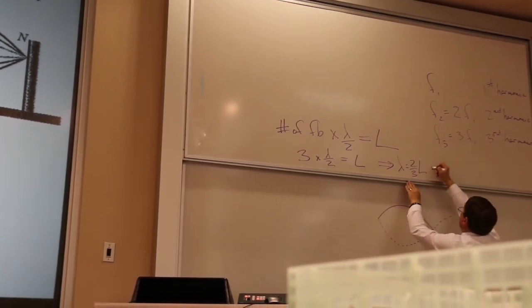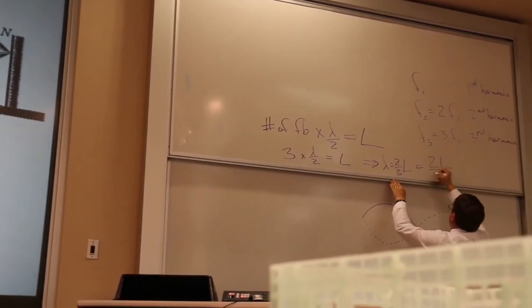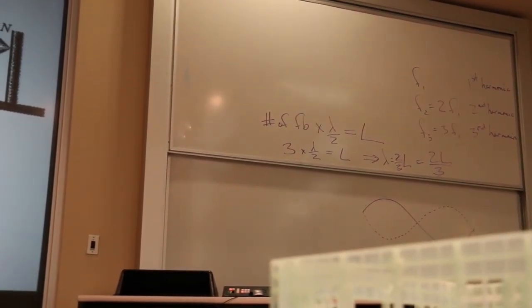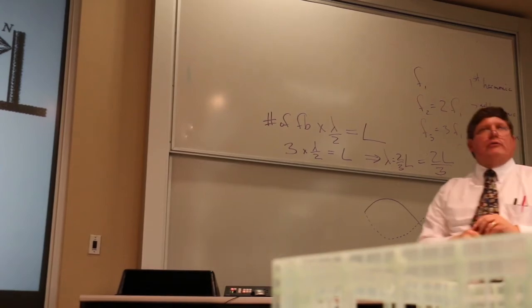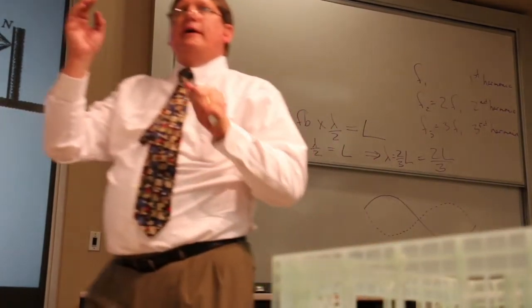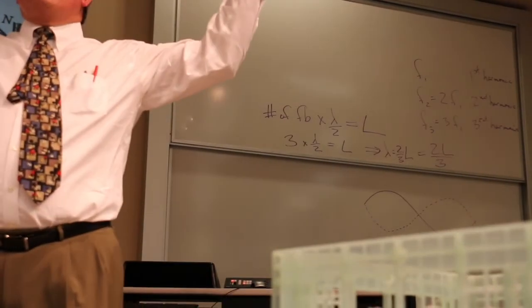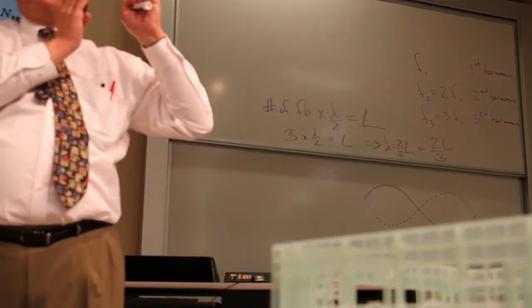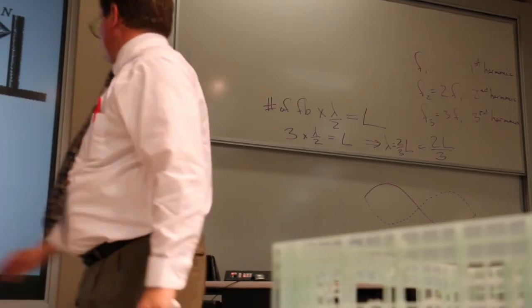More importantly, that's 2L over 3. What's 2L? 2L was the first wavelength. And so what we've seen here is that the wavelength goes from 2L to half that much to 1/3 that much. Anyone want to guess what the next one's going to be? 1/4 that much.